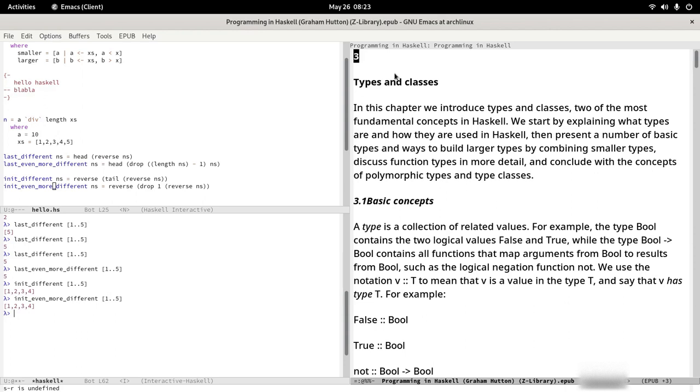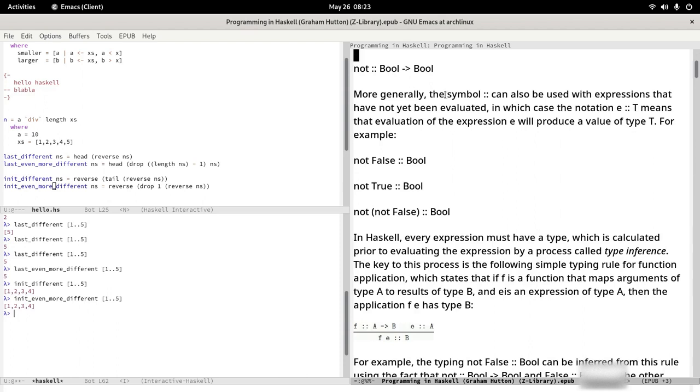We use the notation v :: T to mean that v is a value of the type T, and say that v has type T. For example, False has type Bool, True has type Bool, and not has type Bool -> Bool. More generally, the symbol :: can be used with expressions that have not yet been evaluated, in which case the notation e :: T means that evaluation of the expression e will produce a value of type T. For example, not False is of type Bool, and not True is of type Bool.